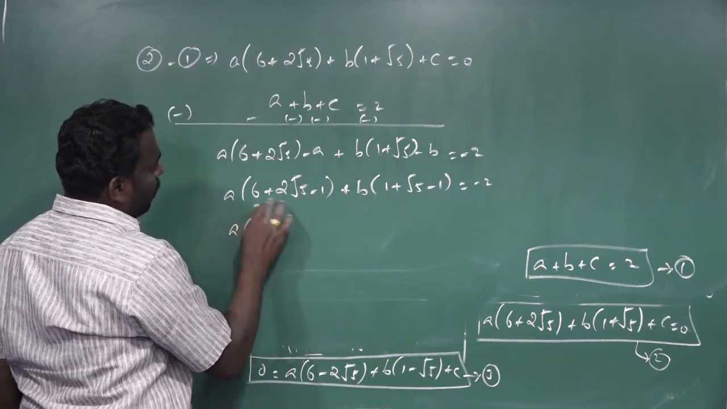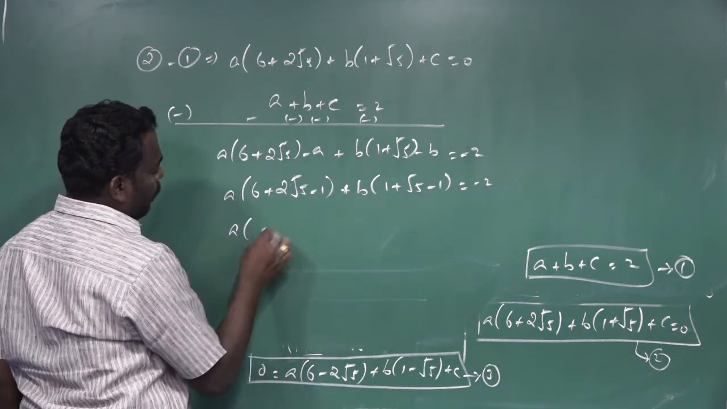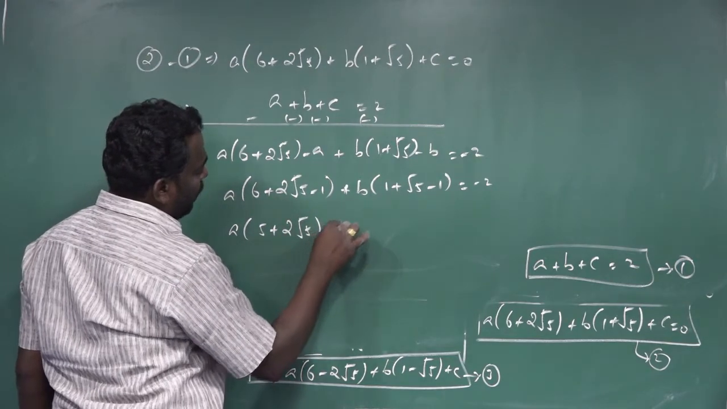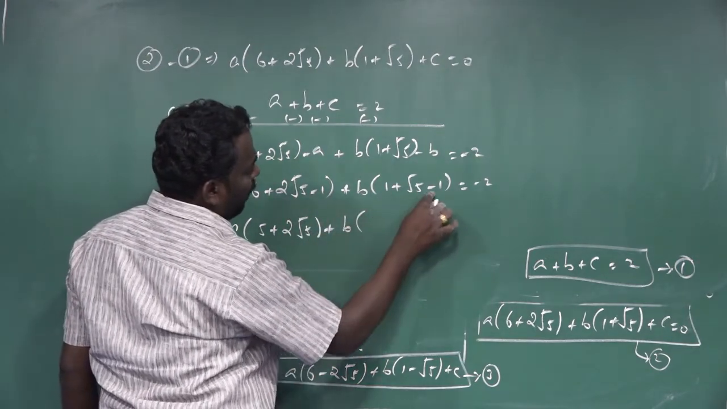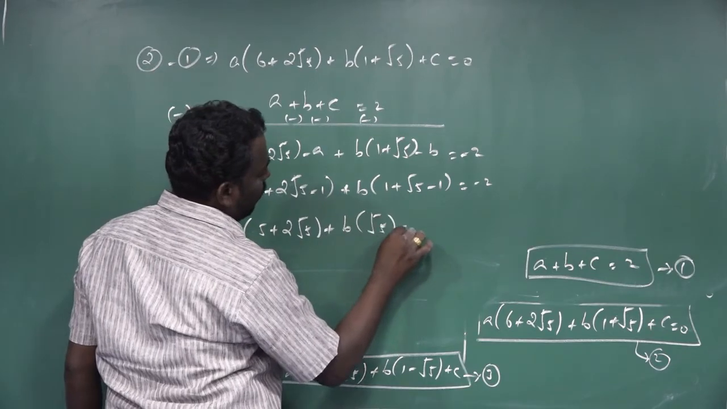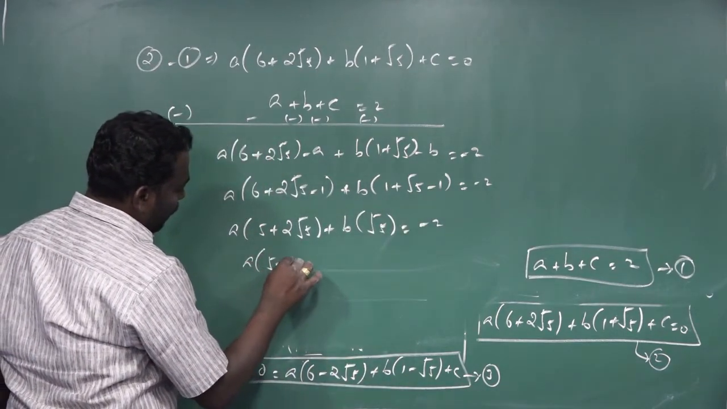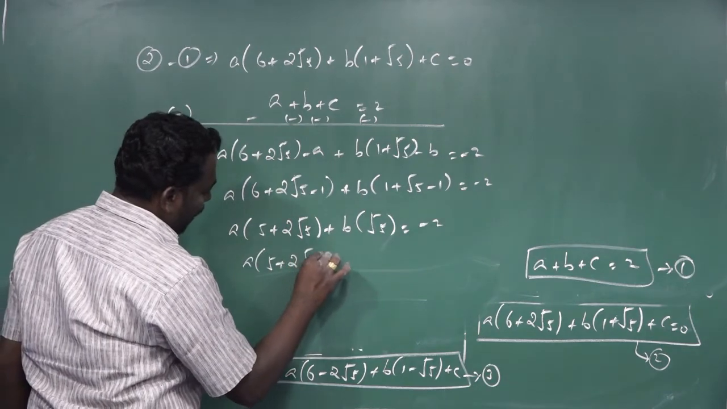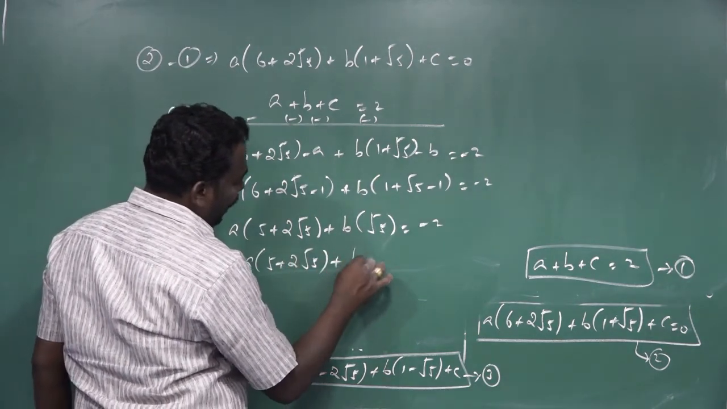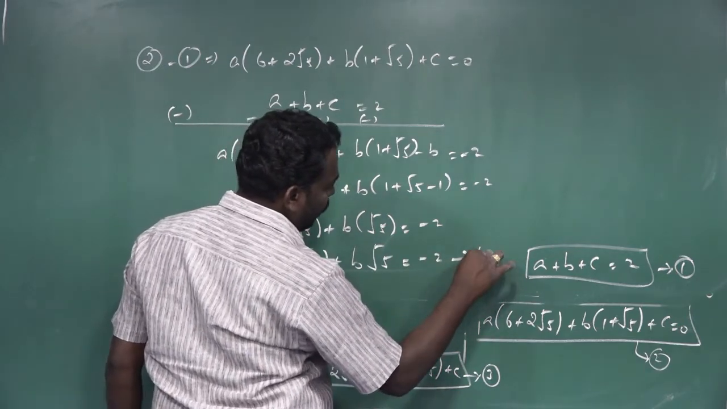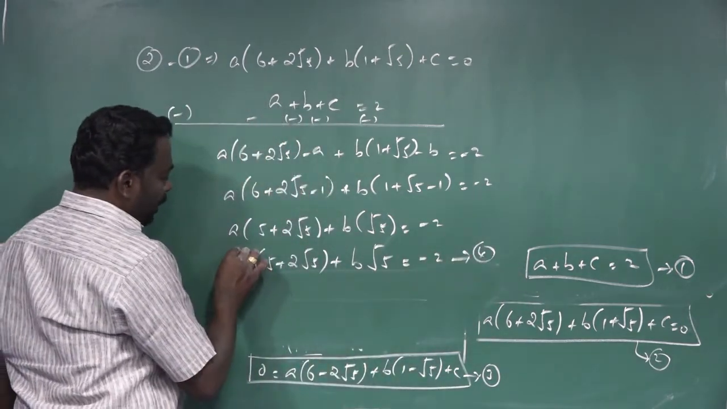Therefore a into (6 minus 1, that is 5, plus 2 into root 5) plus b into (1 minus 1 cancel, root 5) is equal to minus 2. Therefore a into (5 plus 2 root 5) plus b into root 5 is equal to minus 2. We call this equation number 4.